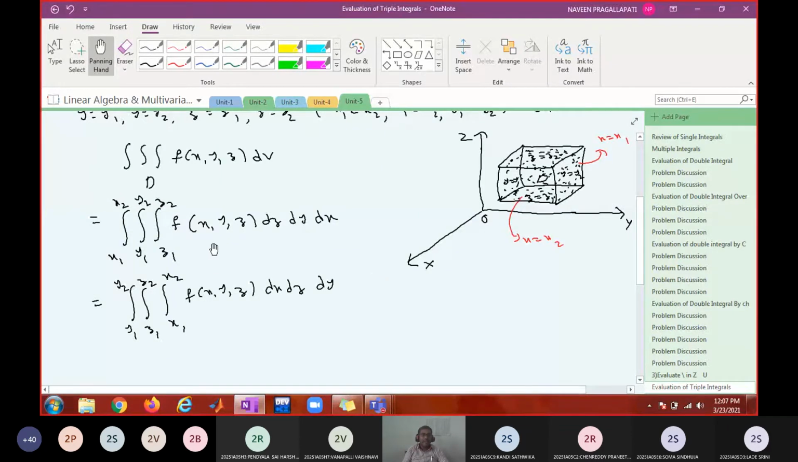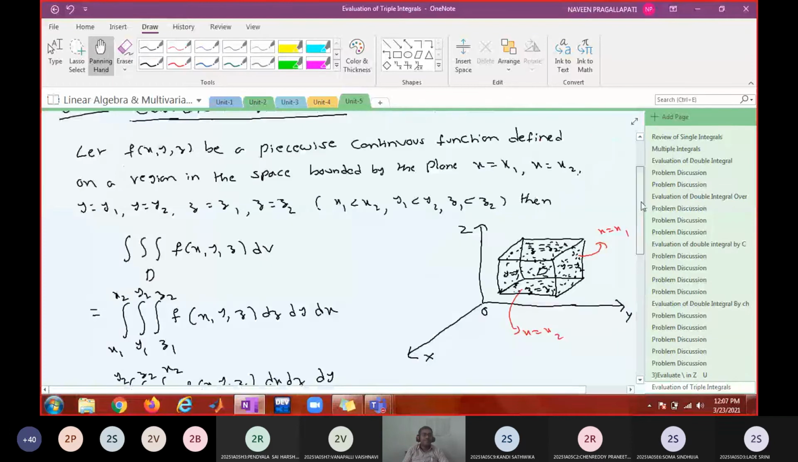So the final output is going to be a constant. When you see all the limits are constant, that means you are integrating over a cuboidal region whose faces are parallel to the xy, yz, and zx planes. Or when you are integrating over a cuboidal region, all the limits must be constants, and vice versa. Is this point clear to all of you?